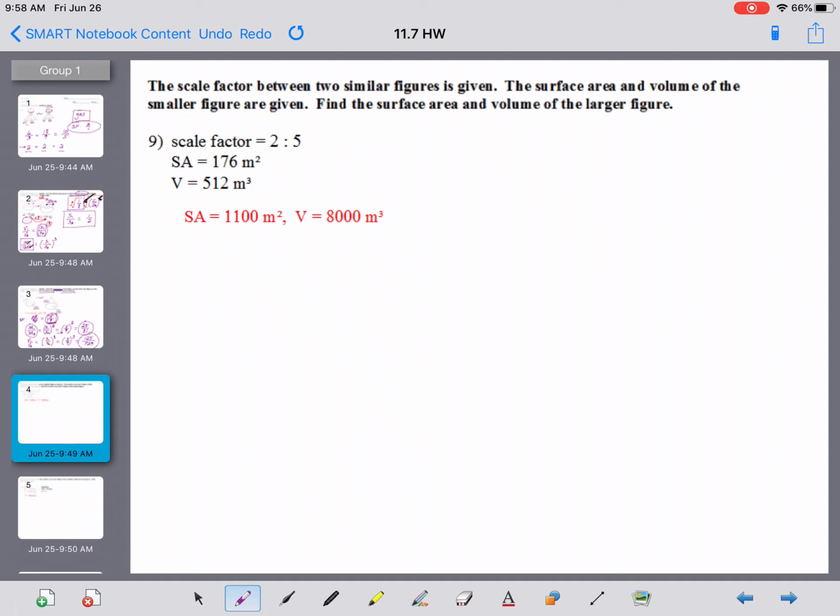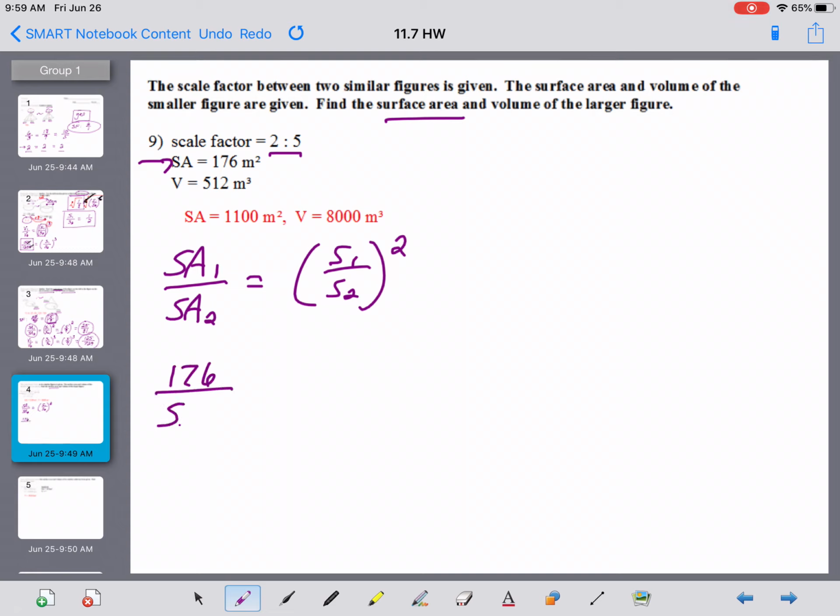Okay, what's going on here? The scale factor between two similar figures is given. So they told you the scale factor here. Gotcha. The surface area and volume of the smaller figure are given, and we're supposed to find the surface area and volume of the larger figure. So let's do surface area first. So the formula we just talked about in the last problem was surface area of 1 to surface area of 2 is equal to side 1 to side 2, and that's quantity squared. Okay, so what's going on right now? They're telling us here that the surface area of the smaller figure is given right here. So the surface area of the first figure is 176.